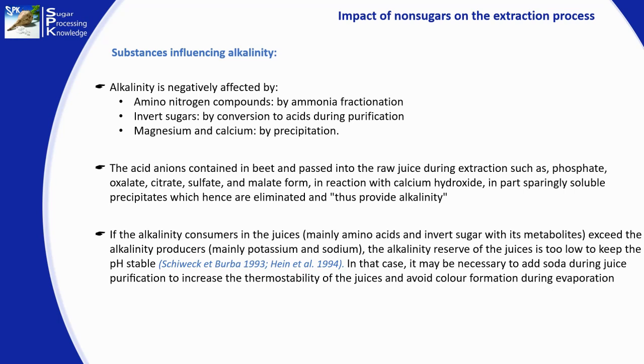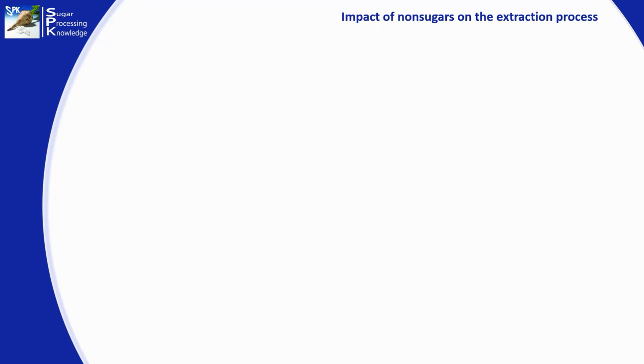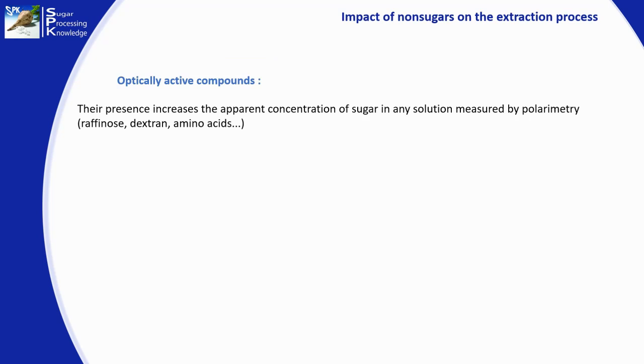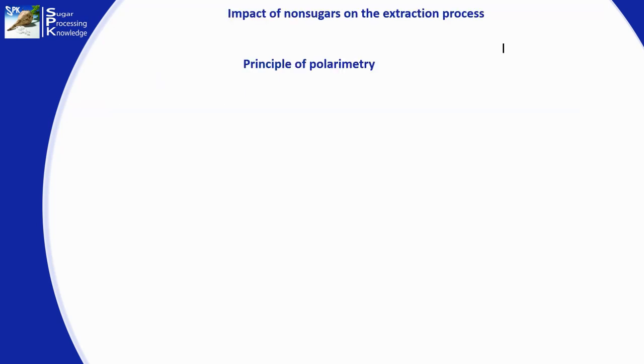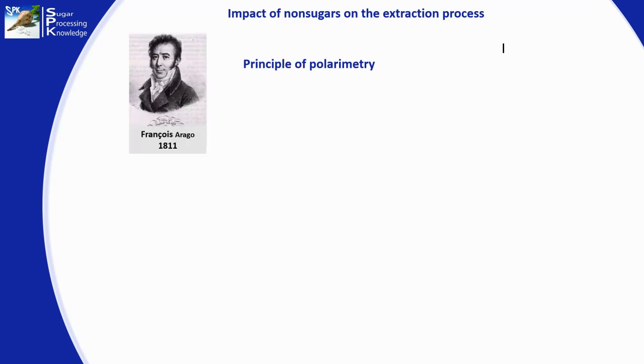Among the non-sugars that impact beet processing, there are compounds that are optically active. Their presence increases the apparent concentration of sugar in any solution measured by polarimetry, for example raffinose, dextran, and amino acids. To understand this aspect, we will look at the principle of polarimetry developed in 1911 by François Arago.